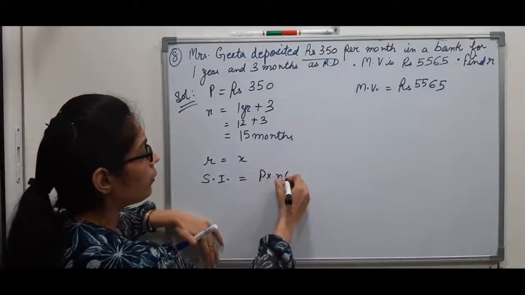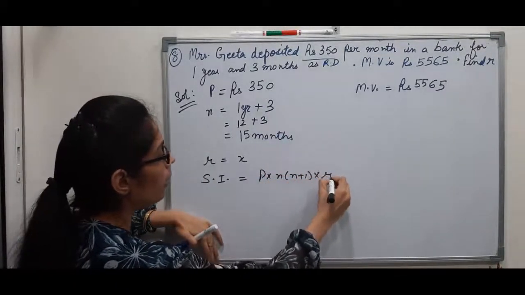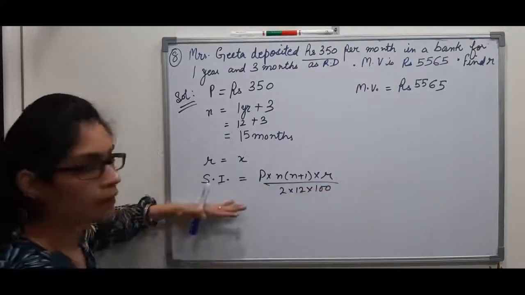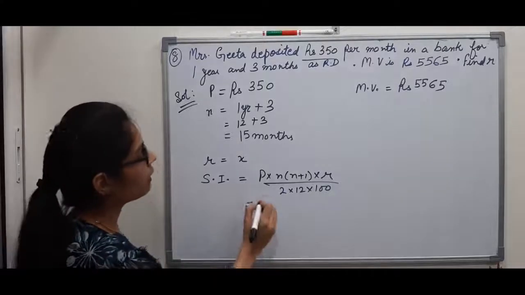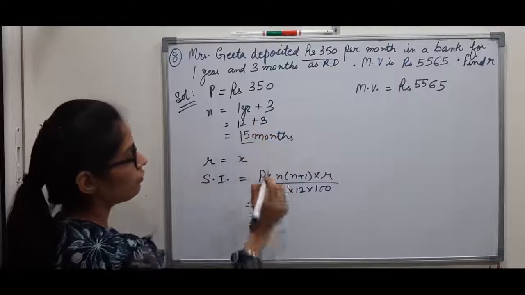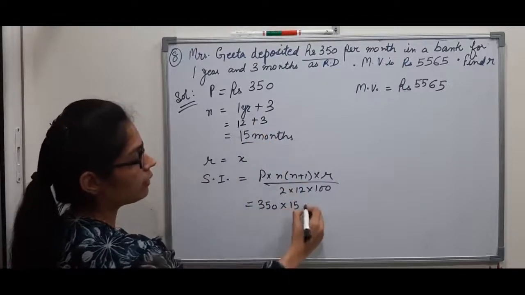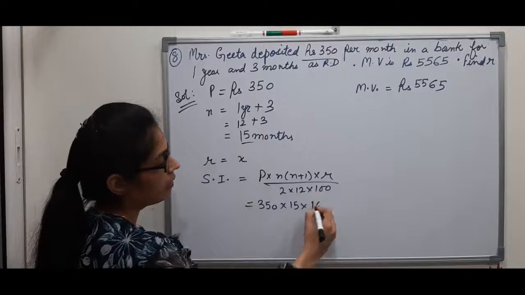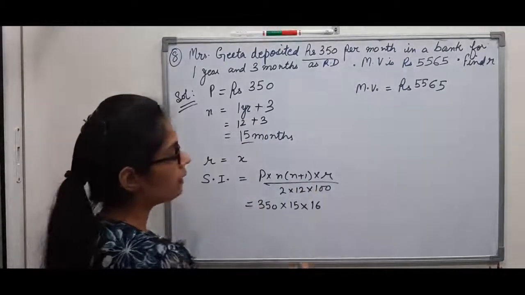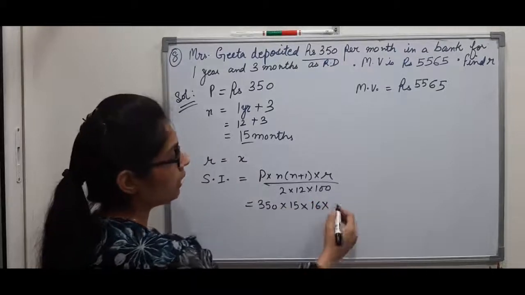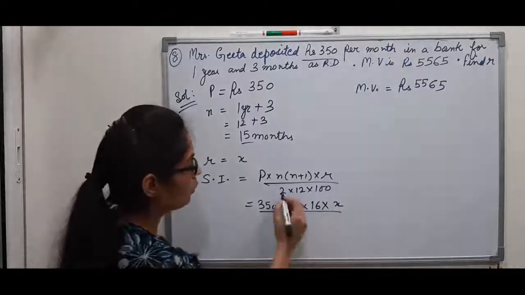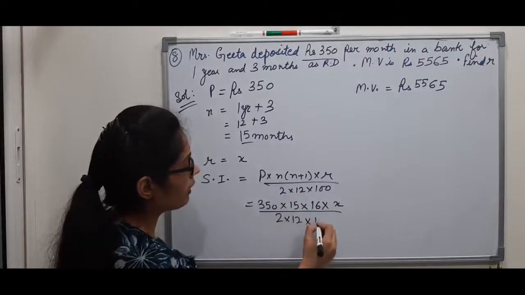P into n plus 1 into R by 2 into 12 into 100. See, easy. Now P is given as 350, and n is given as 15 months. N plus 1 is 15 plus 1, which is 16. This is n plus 1. So directly I am writing. R we have to find, and I have already assumed it as X. Now 2 into 12 into 100 I will write as it is.